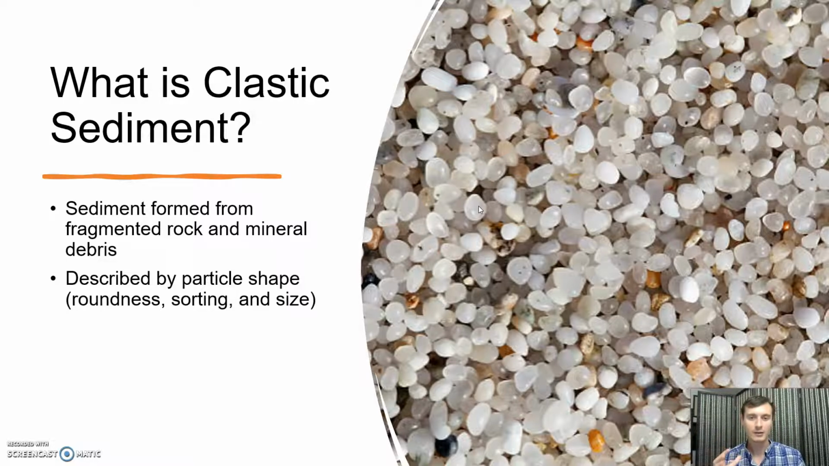And the way that you could talk about the type of clastic sediment here, you would say that we have round grains as opposed to like sharp angular grains. You would say that it is pretty well sorted, so most of the grains here are the same size. We don't have some small ones and some big ones. It's pretty uniform. And then finally, you would talk about the size. So are these giant boulders? Are these little tiny silt particles? Or are they somewhere in the middle like the sand?